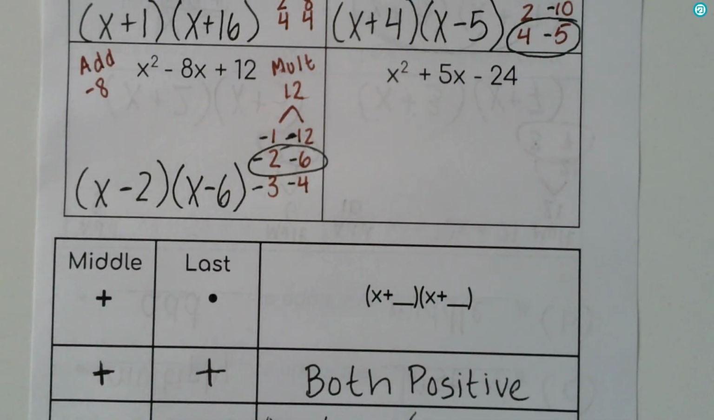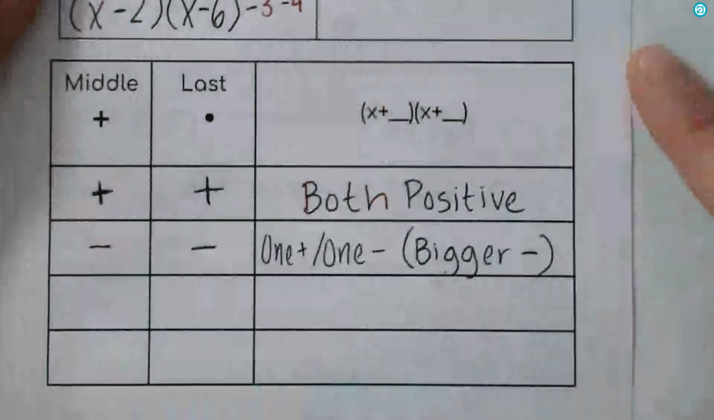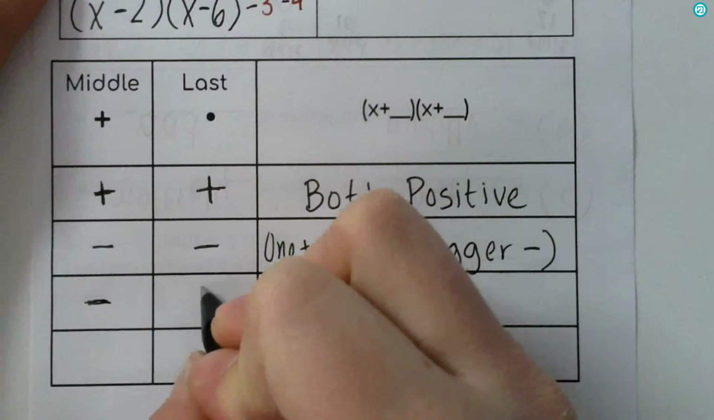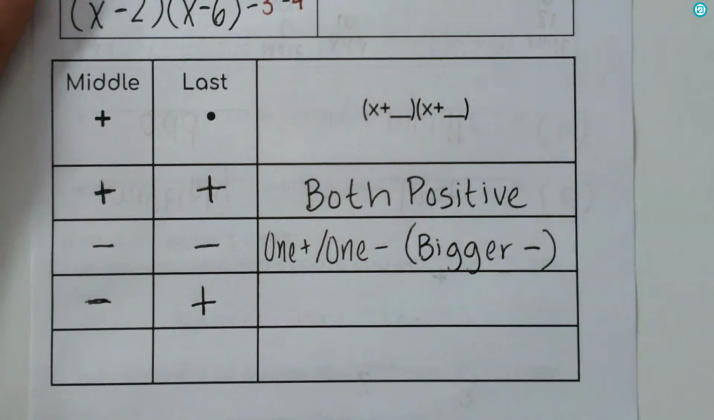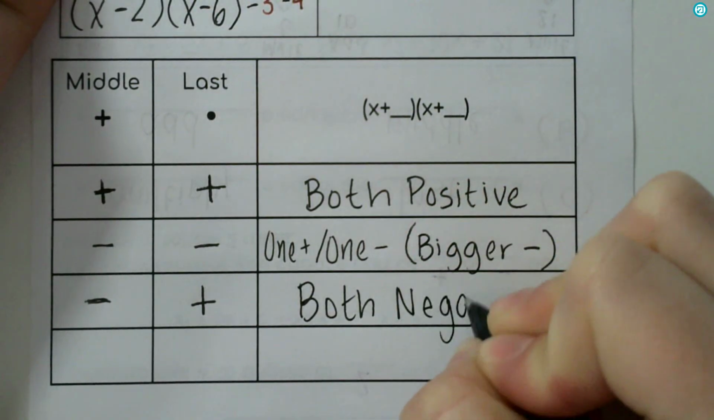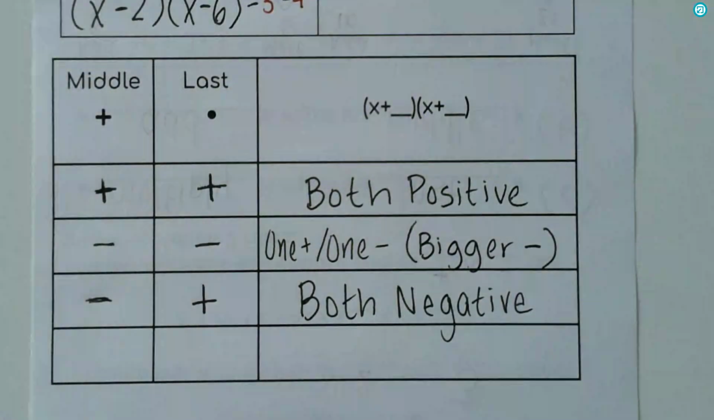Okay, let's fill out our table. In our next row, we just added to a negative, but still multiplied to be positive. And how we did that was by using two numbers that were both negative. Okay.